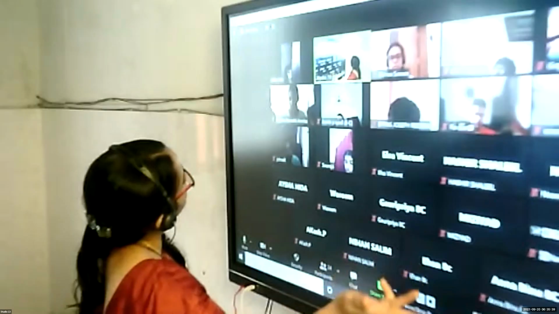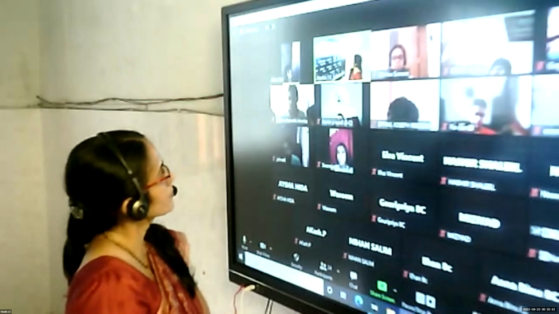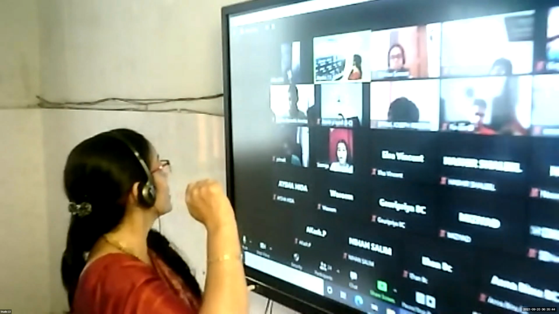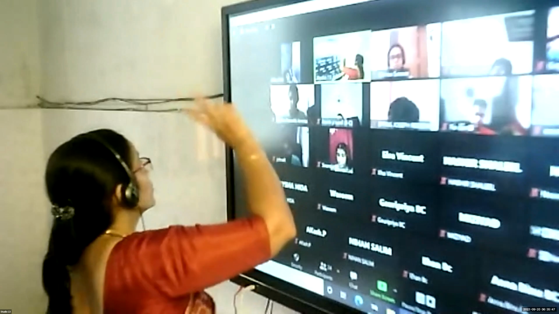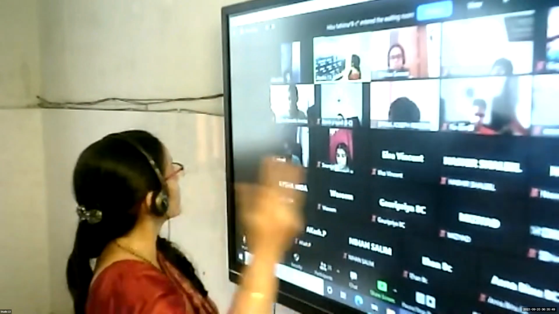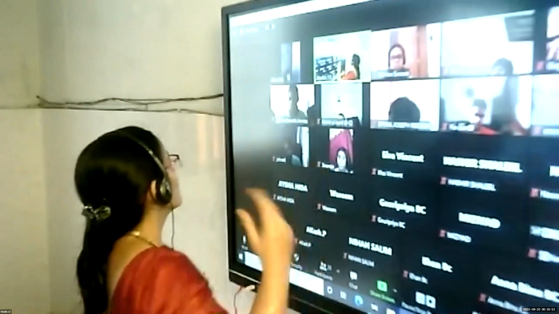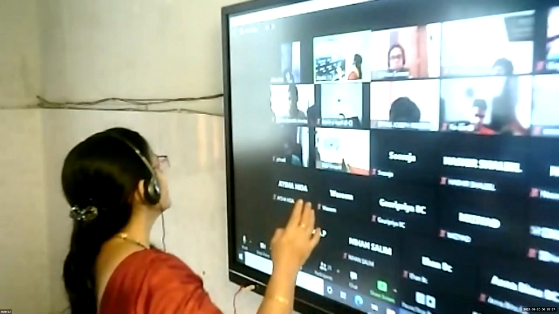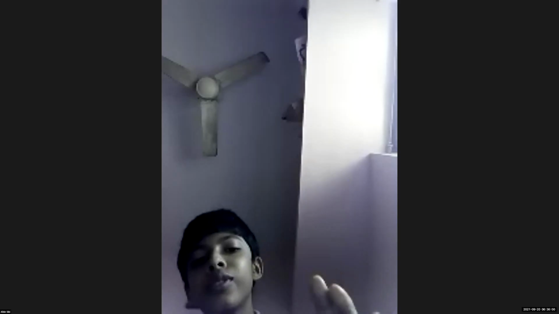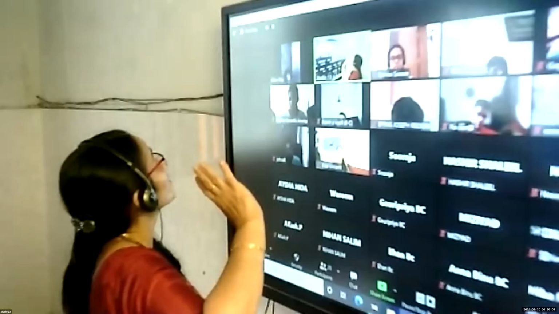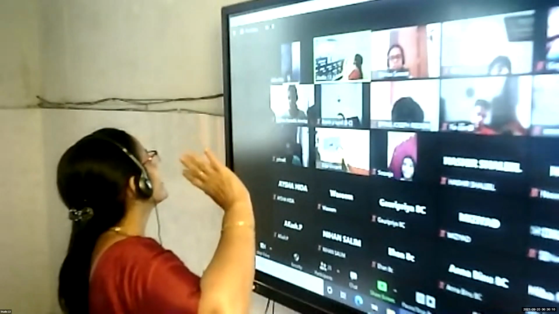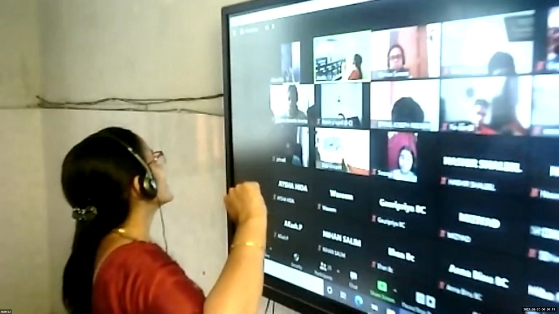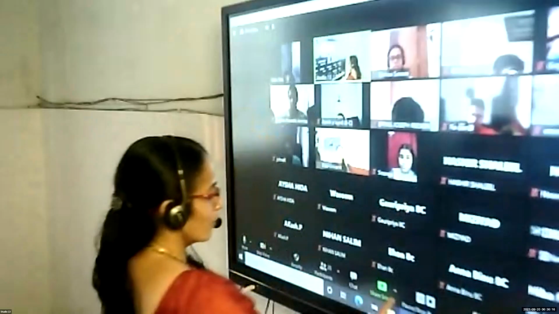So in its square, how many zeros will be there? Show your fingers. 100 has 2 zeros, so in its square it will be doubled. So how many will be there? No, not 3. Show your fingers. Yes. So in 100 square, there are 4 zeros.